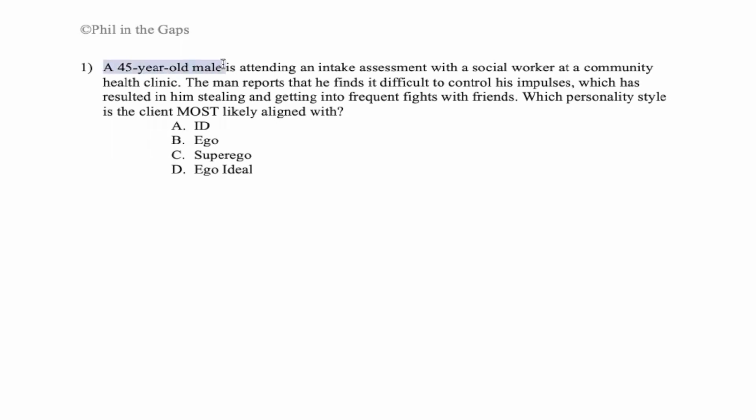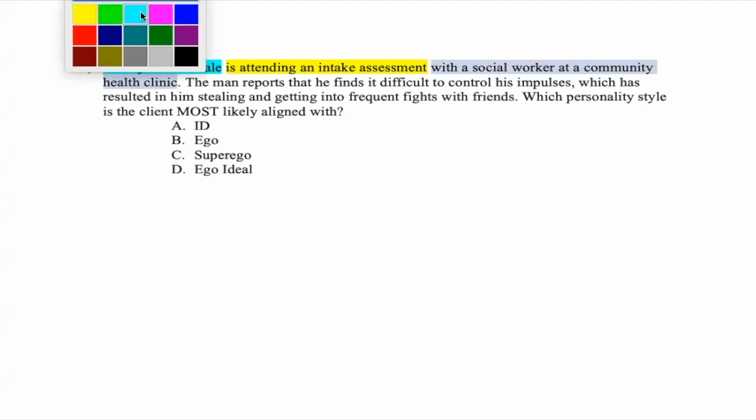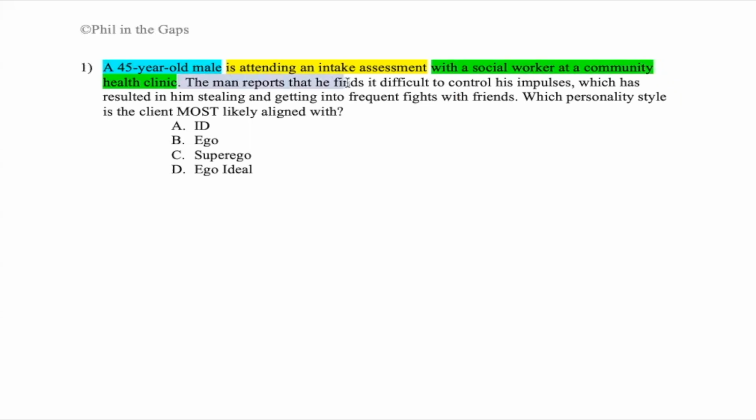So we're meeting with a 45-year-old male. They're attending an intake assessment. Any length of time, hop on top of it because it always paints the picture of what we're looking at, with a social worker at a community mental health clinic. So that's who we are and where we are at. The man reports that he finds it difficult to control his impulses, which has resulted in him stealing and getting into frequent fights with friends. Which personality style is the client most likely aligned with?